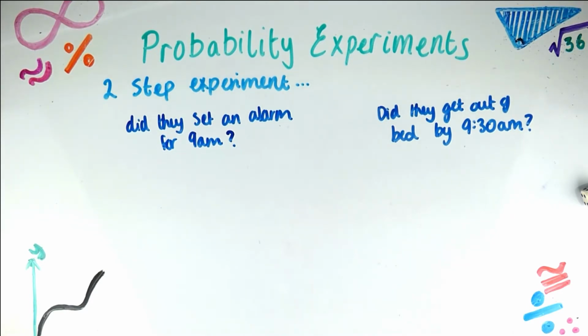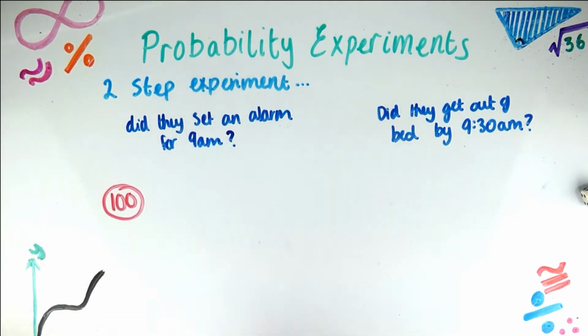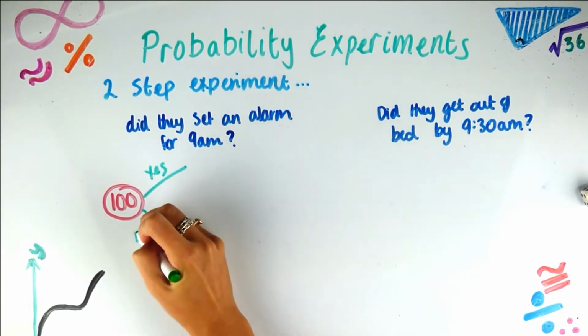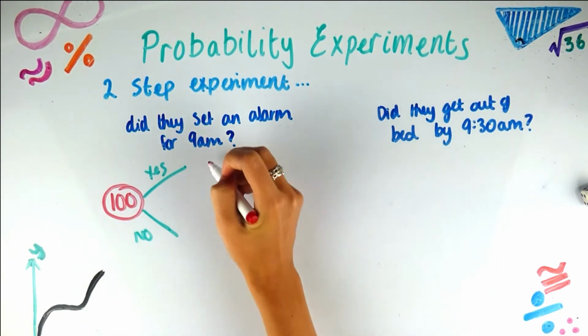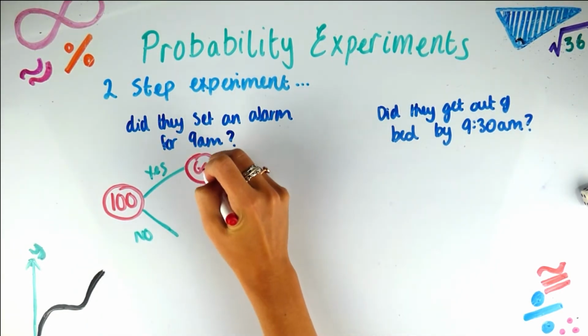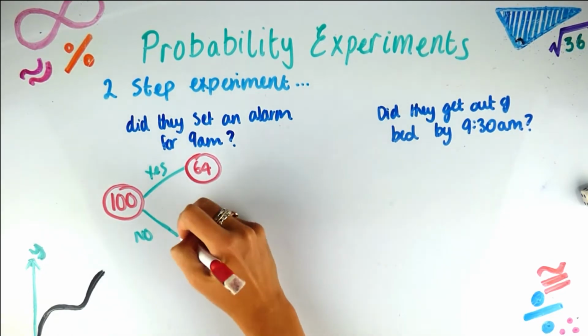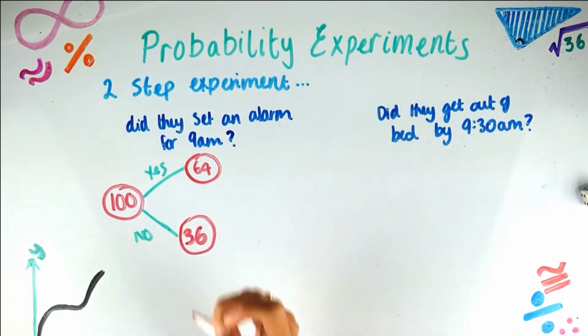So the way this works is like this. Let's say we have 100 people in our experiment. We start with 100. Then we ask them this first question, and the answer is either a yes or a no. So let's say we have 64 people setting their alarm for 9 AM. You would have 64 of your 100 there. And then obviously you need to make 100 up here. So you've got 36 saying no, they didn't set an alarm for 9 AM, and 64 saying yes, they did set an alarm for 9 AM.